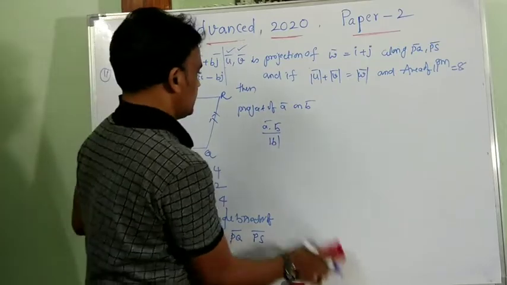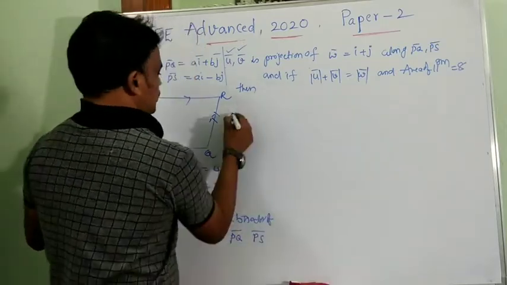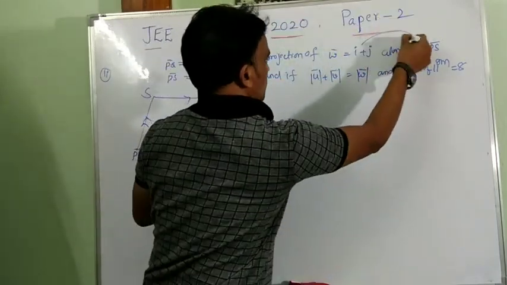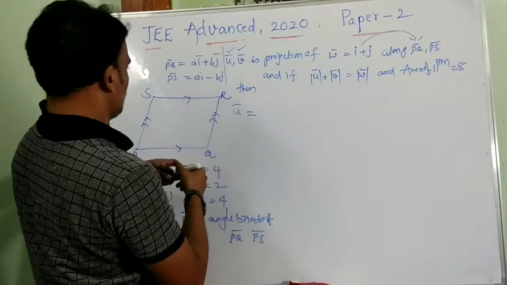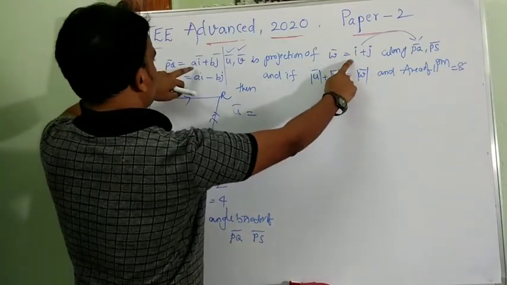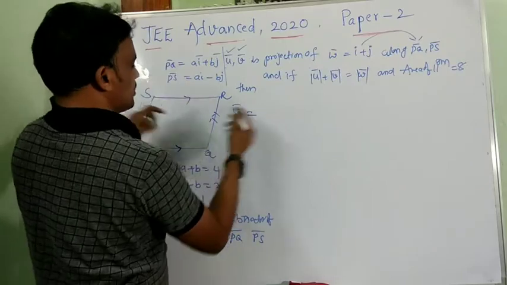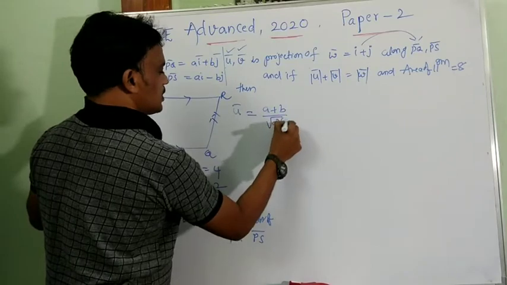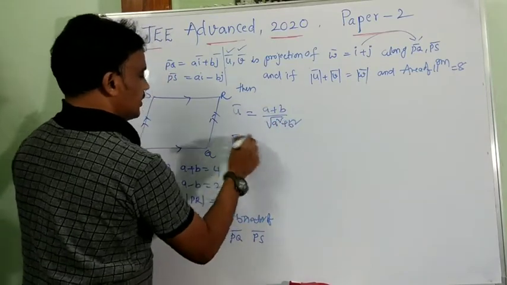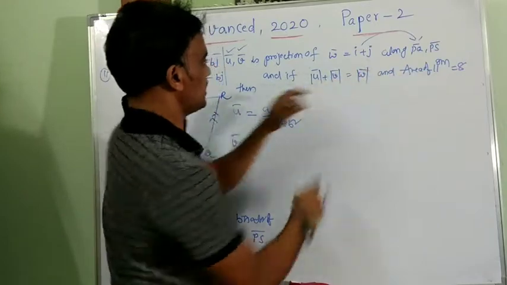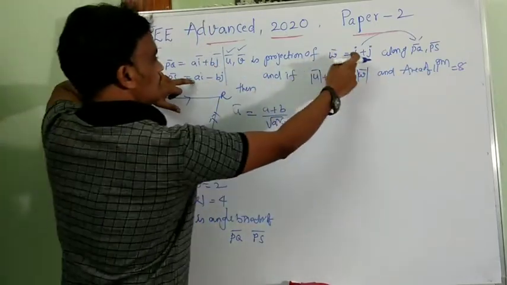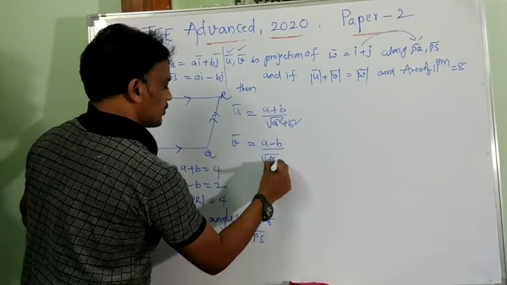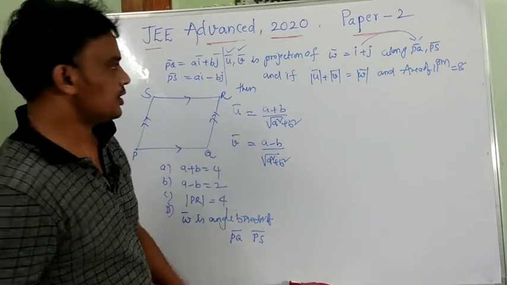First of all, let us see this. U is the projection of W on PQ. So what is PQ? W dot PQ is a plus b, divided by the magnitude of PQ, which is root of a square plus b square. Similarly, V is the projection of W on PS. PS is ai minus bj, so its dot product is a minus b, divided by root of a square plus b square. So I got the projections.